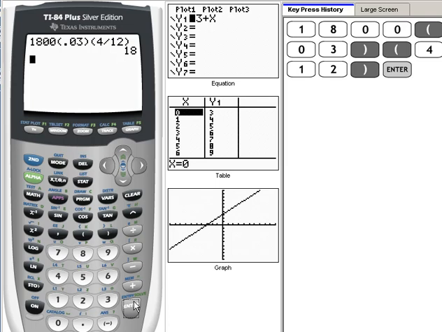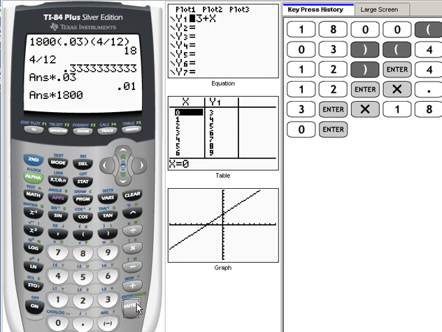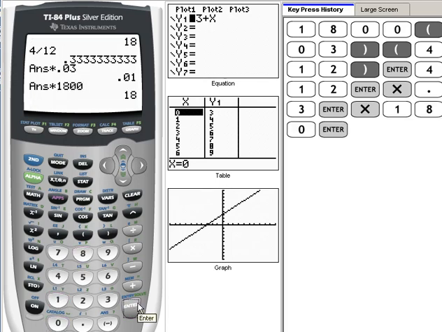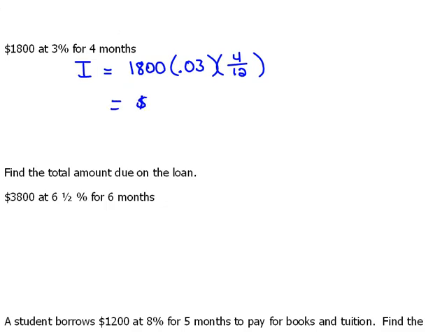Now, if for some reason you don't have one of these fancier calculators that you can do fractions on, you can always go backwards. Because if you think about it, multiplication is both commutative and associative. So you should be able to multiply in any order you want to. So what you could always do is do 4 divided by 12 and find out what that number is, and then multiply by 0.03, and then multiply by 1,800. So even if you had to do it step by step, you will get the exact same answer no matter what. So we know now that our interest on this would be $18.